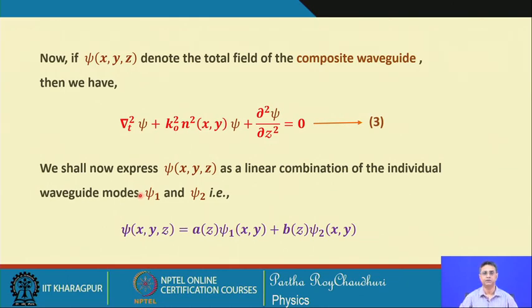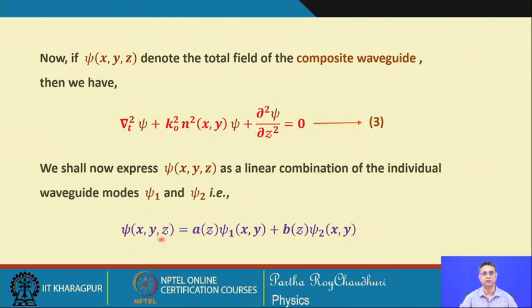So far, all that we have discussed is that we have two individual waveguides and the modes of the waveguides are psi 1 and psi 2. Now, these two waveguides are placed side by side, and we look at the complete structure, the composite structure, and we call the mode of this waveguide psi. So, psi 1 satisfies the wave equation for the first waveguide, psi 2 satisfies the wave equation for the second waveguide, and psi satisfies the wave equation for the total waveguide, and this psi must be a linear combination, a superposition, of the two individual waveguide modes.